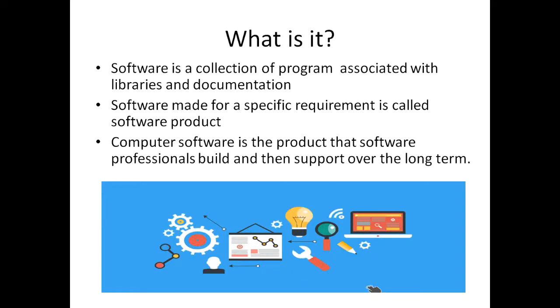Now, what is it? To understand software engineering, we need to understand what is software. Software is a collection of programs associated with libraries and documentation. Libraries are used to develop the software, and documentation is used to understand the software. Software is made for a specific requirement. Therefore, it is called a software product. A computer software is a product that software professionals build and then support over the long term. After developing the software product, the software engineers will support it for maintenance.